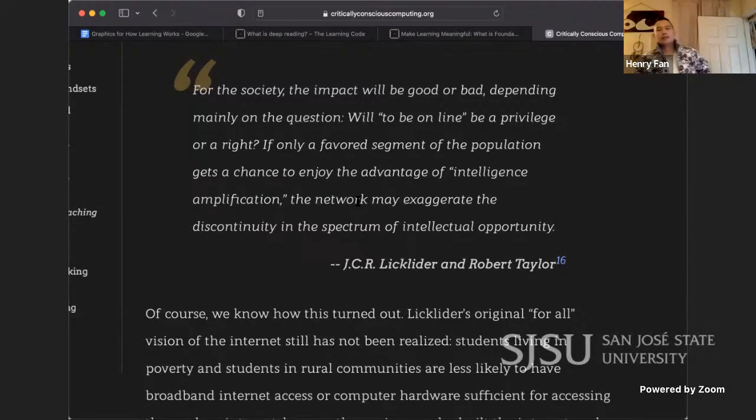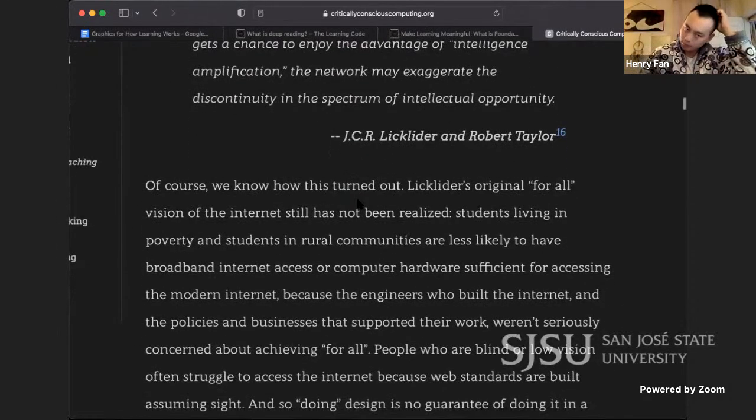If only a favored segment of the population gets a chance to enjoy the advantage of intelligence amplification, the network may exaggerate the discontinuity in the spectrum of intellectual opportunity." J.C.R. Licklider and Robert Taylor. Of course, we know how this turned out. Licklider's original for-all vision of the internet still has not been realized.